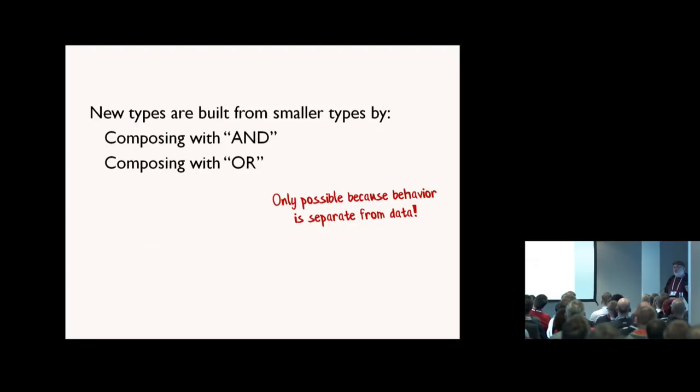This kind of composition, by the way, is only possible because it's just data. Okay, it's just like sets. You can have a set intersection and set union and set subsetting stuff. It's doable because there's no behavior attached. If these things had methods attached to them, it would be really hard. So the very fact that the types are just data means it's really easy to compose them.